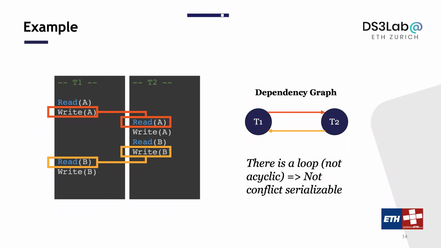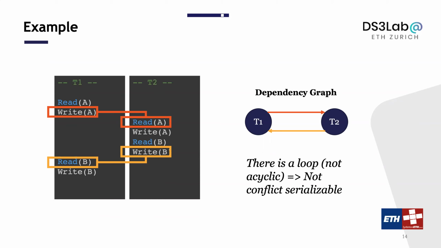Essentially you take all the pairs of conflicting operations in your system. For example, if you take one pair, the write A, read A, in this one the operation in T1 happened earlier, then you add one edge in the dependency graph pointing to T2 from T1, and so on and so forth. And then you try to see whether there's a loop.